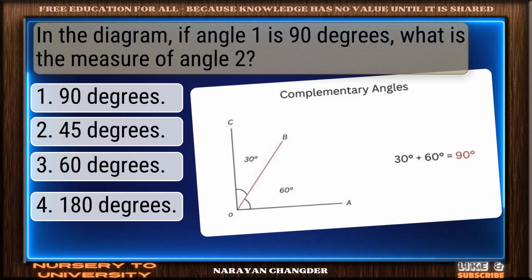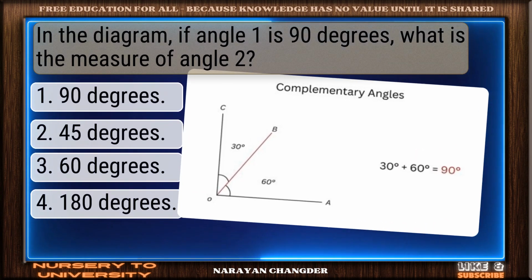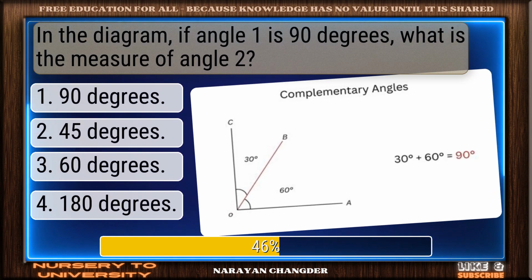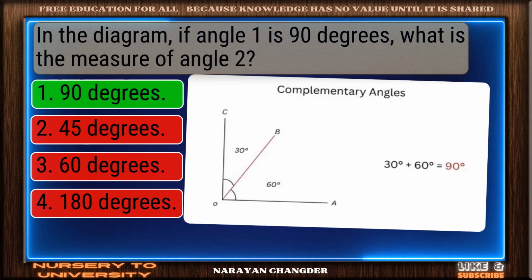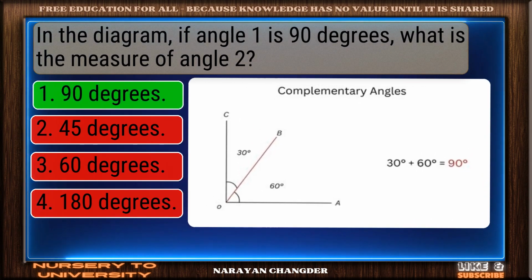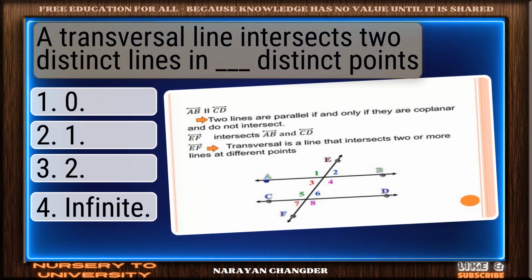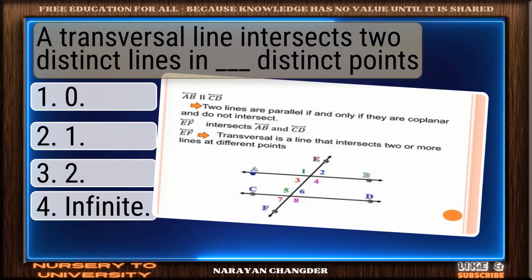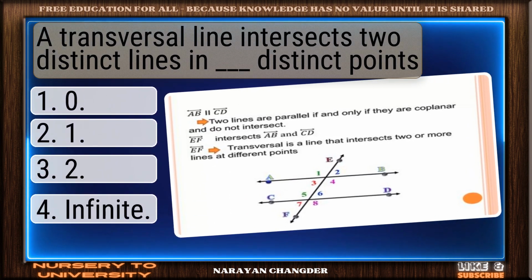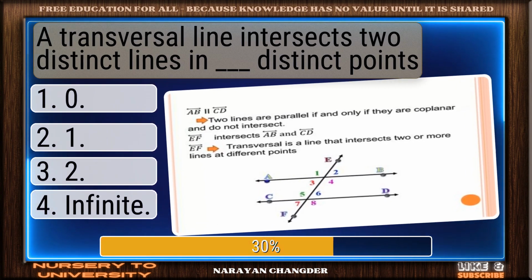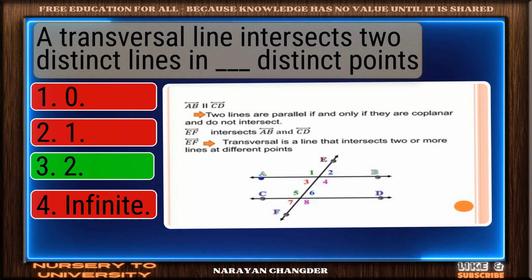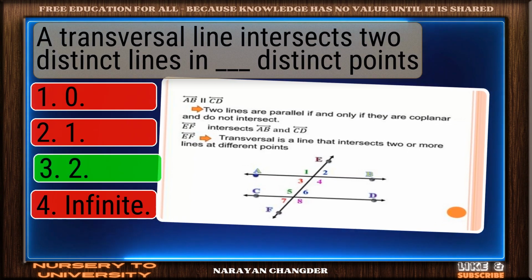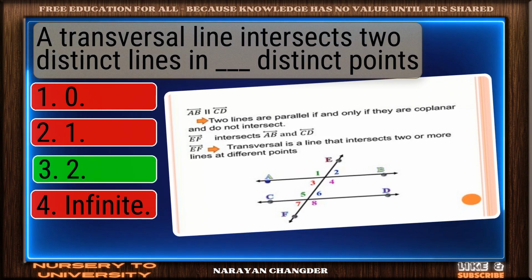Question number 89. In the diagram, if angle 1 is 90 degrees, what is the measure of angle 2? Nice selection. 90 degrees is the correct and valid answer. Question number 90. A transversal line intersects two distinct lines in dash distinct points. Clear logic. Your choice, 2, is sound and 100% true.